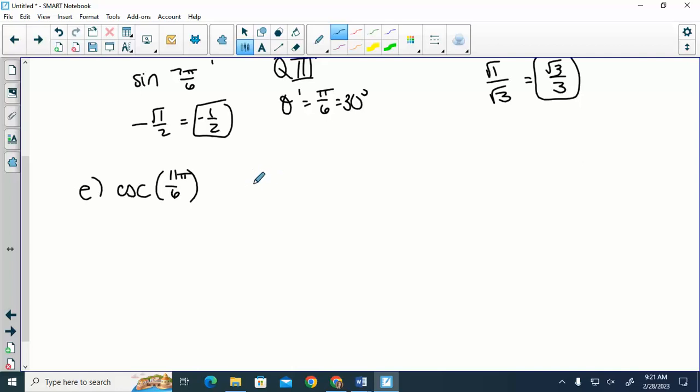Pi over 6 is in which quadrant? 4. Reference angle is pi over 6. 30 degrees. Okay. Cosecant is the reciprocal of sine. So sine of 30 degrees is 1/2. So the reciprocal of 1/2 would be 2. In quadrant 4, all students take calculus. Cosine is positive, so sine and cosecant would be negative.